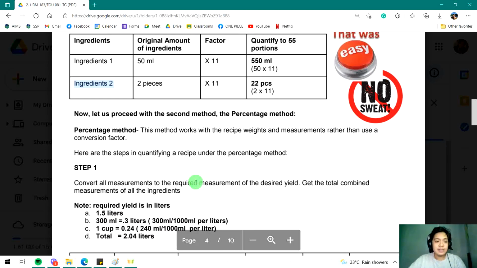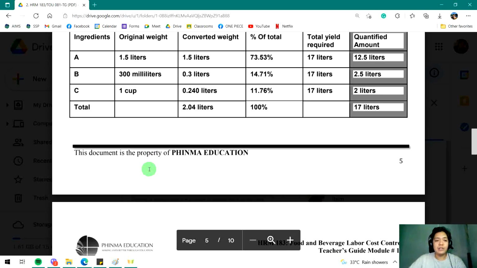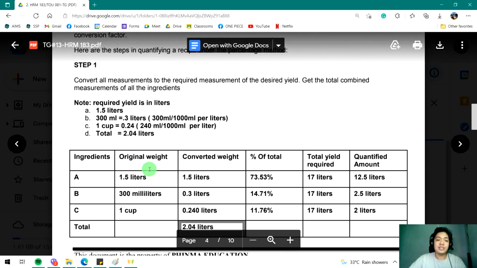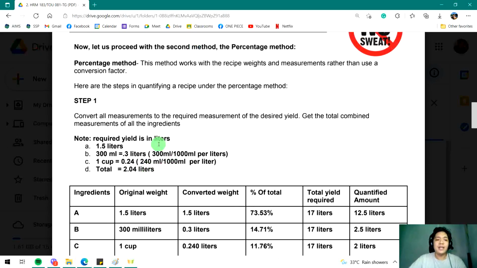However, for the sake of our discussion, I'm also going to teach you the percentage method. This one is a little bit tricky. Masyado kayong maraming gagawin na computation dito. Pero para lang meron din kayong idea kung paano ito ginagawa, we'll try to talk about the percentage method. So we have here a total of 3 steps of computation.